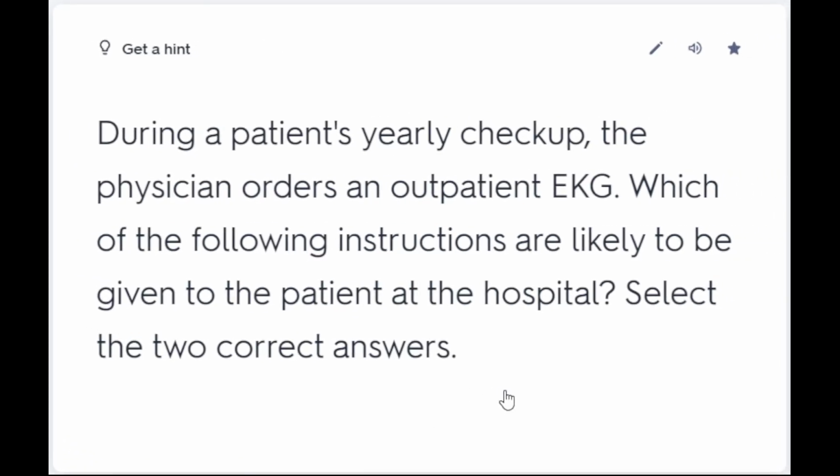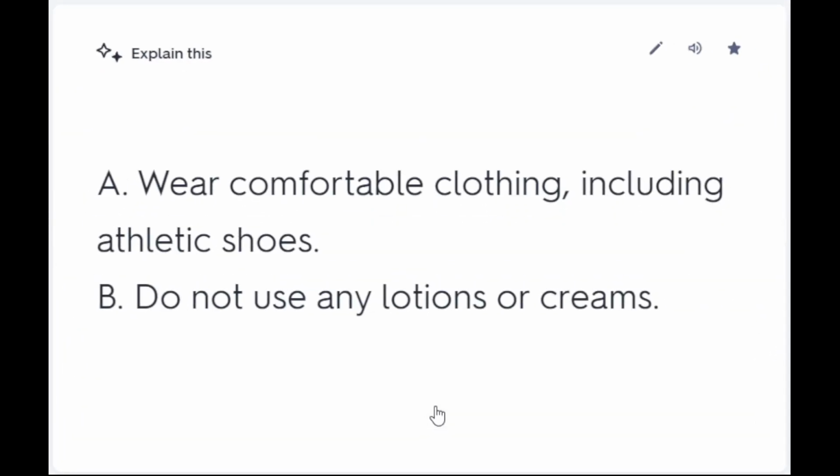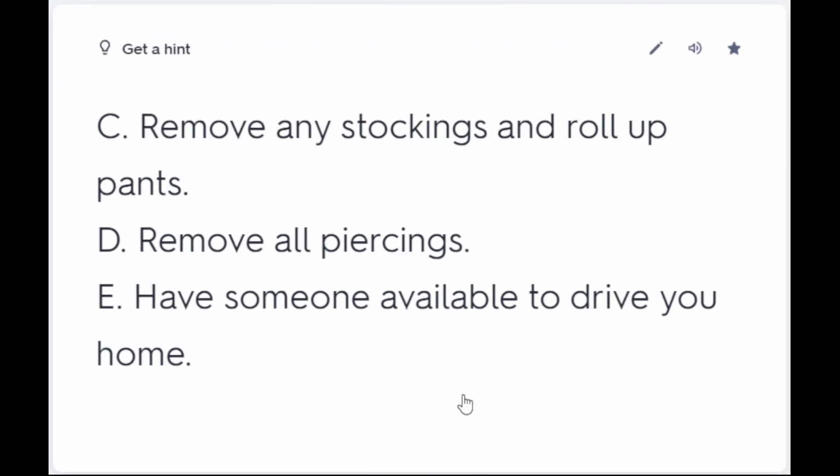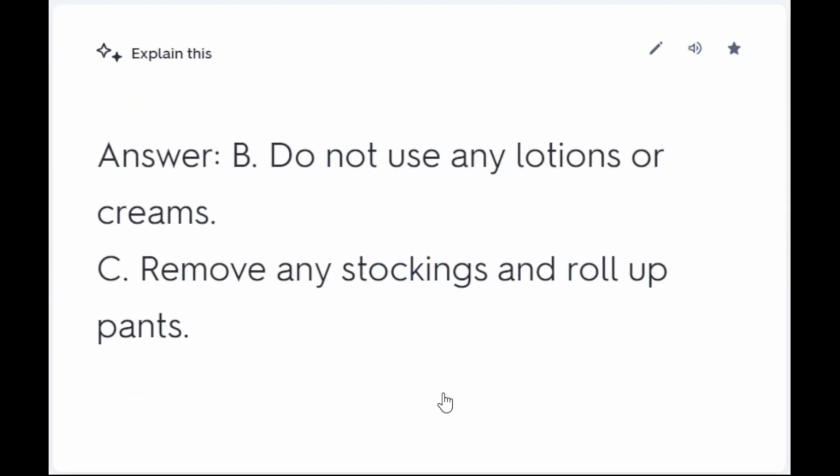During a patient's yearly checkup, the physician orders an outpatient EKG. Which of the following instructions are likely to be given to the patient at the hospital? Select the 2 correct answers. A. Wear comfortable clothing, including athletic shoes. B. Do not use any lotions or creams. C. Remove any stockings and roll-up pants. D. Remove all piercings. E. Have someone available to drive you home. Answer B. Do not use any lotions or creams. C. Remove any stockings and roll-up pants.